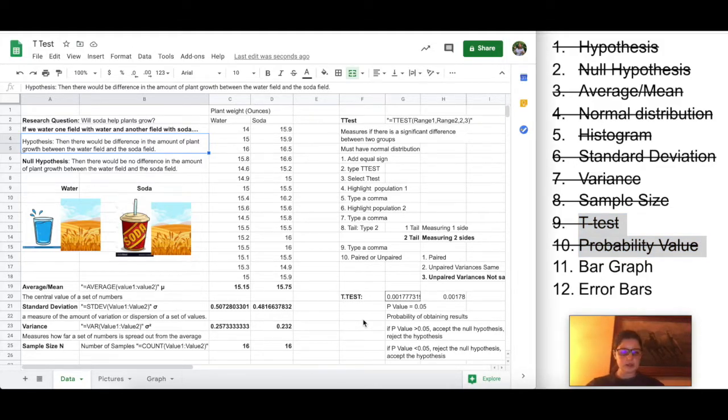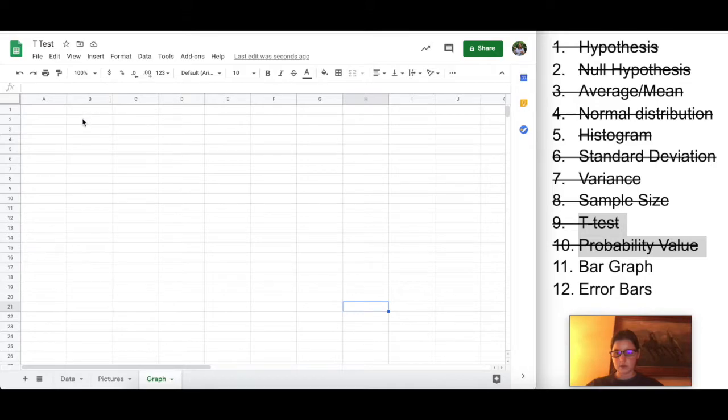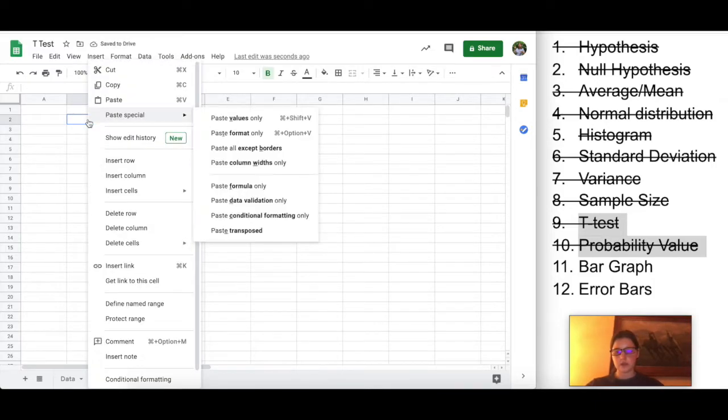Now we want to apply this and make something that represents it. So we're going to make a bar graph using the average mean and the standard deviation. I'm just going to copy these over into a new sheet. And I can't just paste the numbers, I need to paste special, so I right-clicked, I paste special, and paste values only.